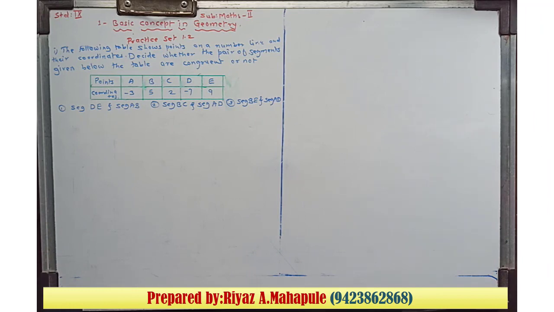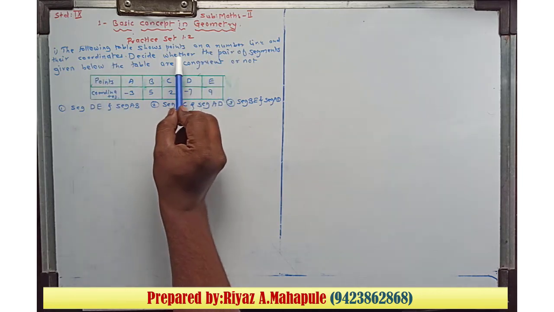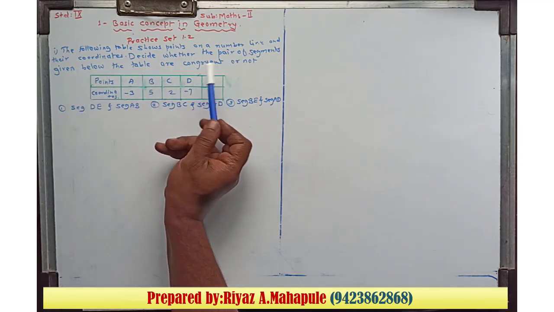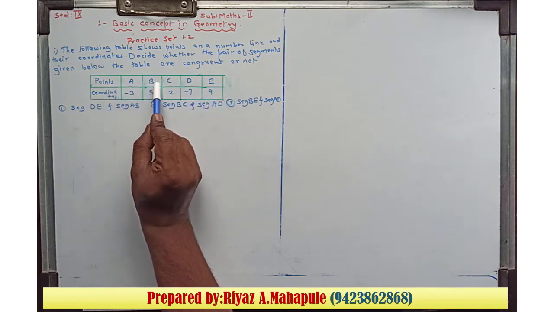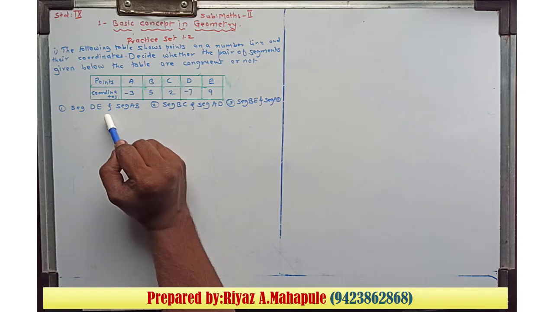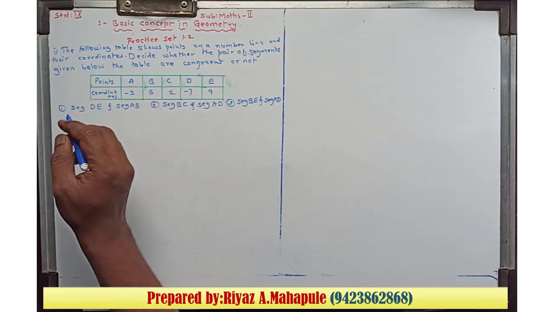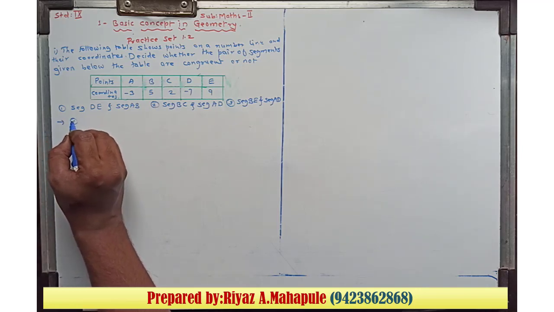Question number 1 from practice set 1.2 is like this. The following table shows points on a number line and their coordinates. Decide whether the pair of segments given below the table are congruent or not. Here some points A, B, C, D, E are given on the number line and their coordinates are also given, and we know how to find the distance or the length of the given segment. Yesterday we studied how to find the distance between 2 points when coordinates are given. So we apply that rule here, and we see which segments are congruent and which are not.